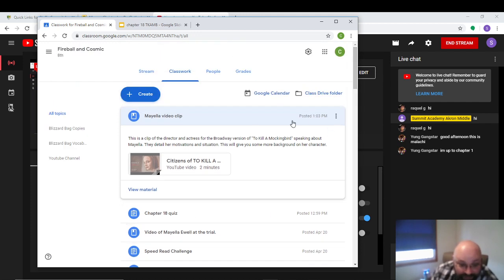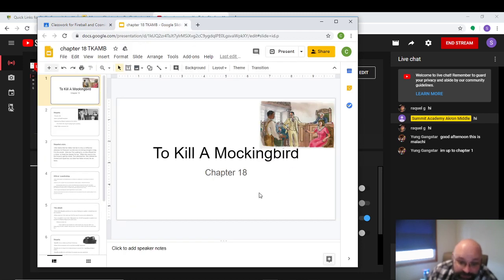But since we only have about 20 minutes left, I'm going to go over chapter 18. So chapter 18, this is the second part of the trial. For all the build-up that the book goes over, the trial only really has 3 parts. There are only 4 witnesses. Heck Tate and Mr. Ewell were in chapter 17. Chapter 18 is all Mayella, and she's the victim. She is the one who is accusing Tom of having raped her, and this entire chapter is devoted to her.